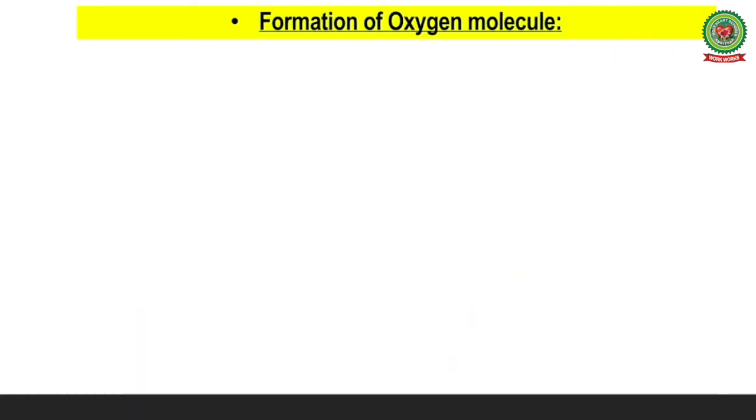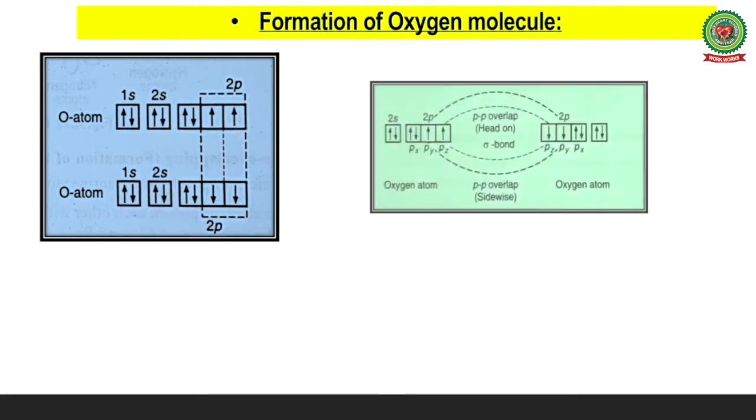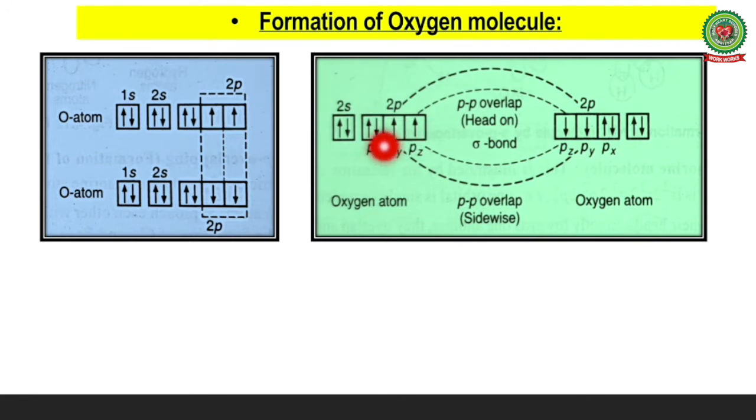Now let us consider the formation of the oxygen molecule. As you know, oxygen has atomic number 8, so it is 1s2, 2s2, 2p4. Now there are two p orbitals half filled in one oxygen atom and two p orbitals half filled in the other. So what is going to happen is py is going to combine with the other py and pz is going to combine with the other pz to give rise to the oxygen molecule.